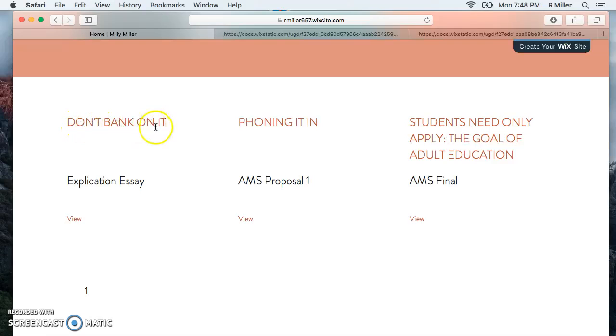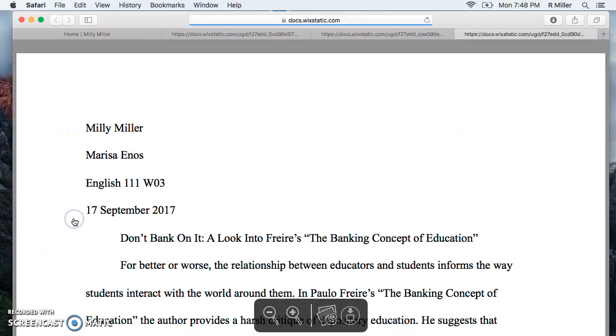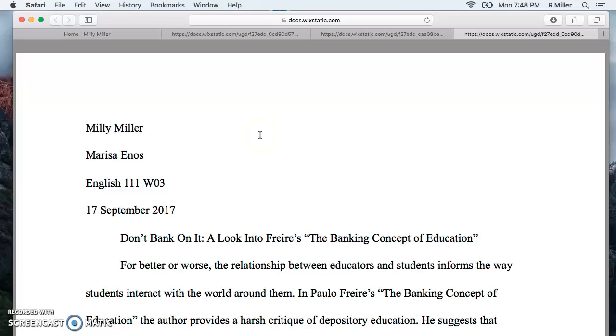I titled this paper, Don't Bank on It. For this paper, since it's been such a long time since I've taken an English class and written a paper, I wanted to focus on the parts of the paper. I thought that if I had incorporated all the parts of the paper that we learned in the refresher course, thank goodness for those, I could be successful in writing this paper.